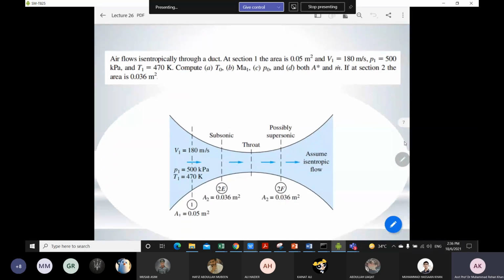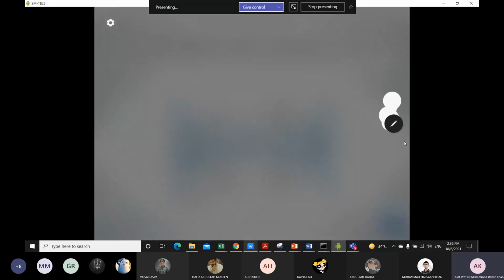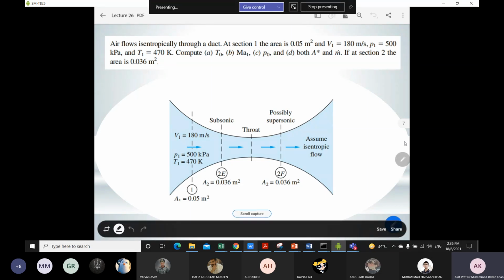Okay, so coming towards the next question, and this is not from your book, so you have to note down the data first. Air flows isentropically through a duct. They mentioned that it's basically a converging-diverging nozzle, or you can say duct. At section 1, the area is 0.05 meters square. Velocity at section 1 is known to you.